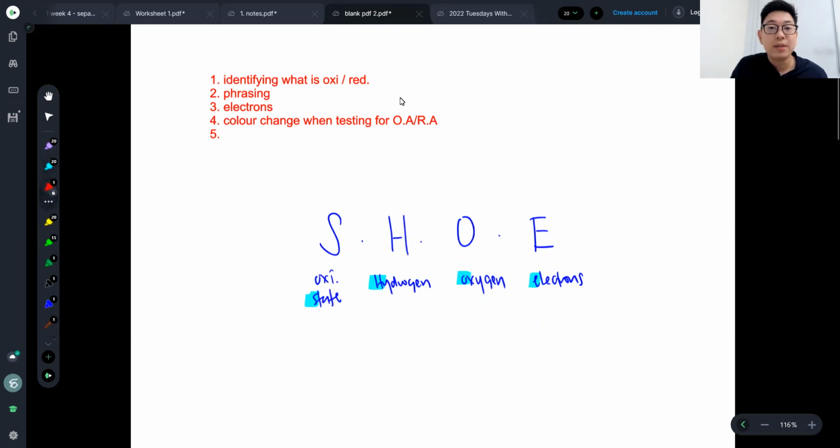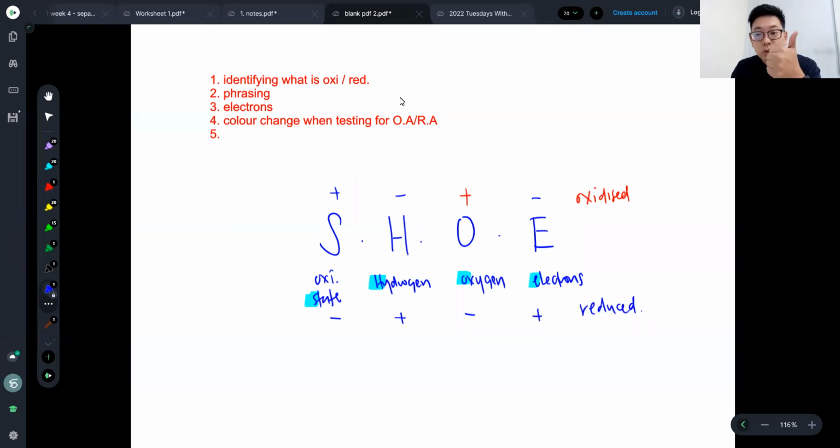Now, how do you identify if a substance is oxidized or reduced? What you want to do is recall that on top of O is a plus. Anything that gains oxygen is oxidized. If you can recall that, everything else is easily filled in. Beside the plus is a minus: plus, minus, plus, minus, reduced. So once again, if you can recall the word SHOE, number 1, you can recall that on top of O is a plus, and that means oxidized.